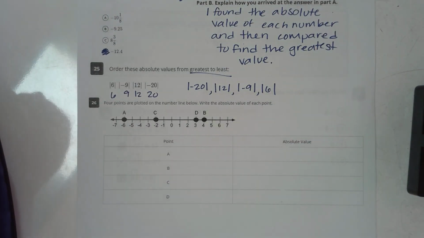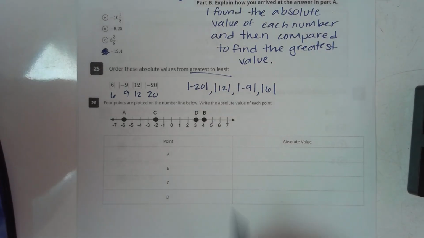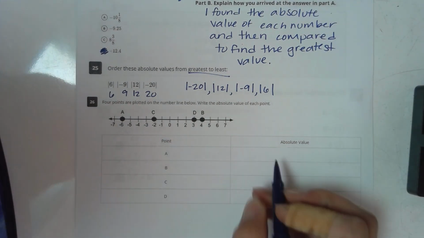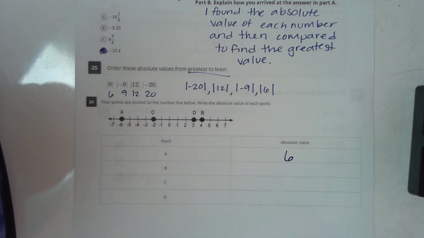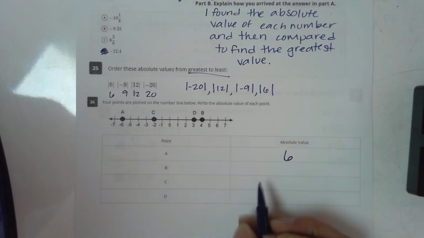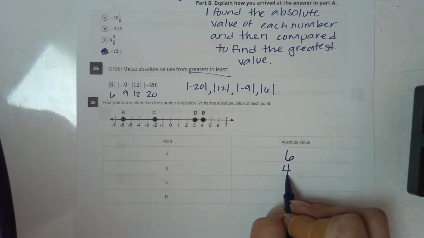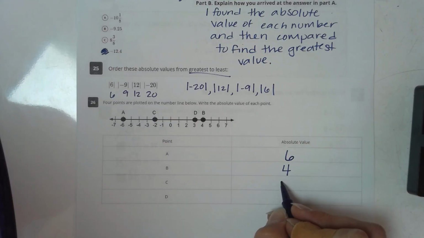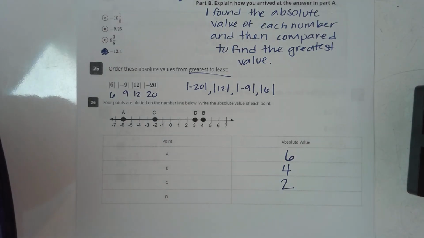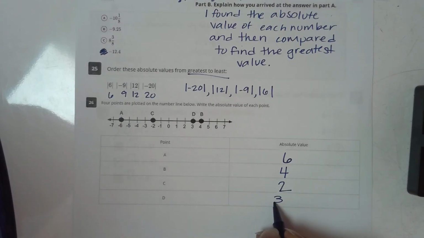Number 26, 4 points are plotted on the number line. Write the absolute value of each point. Letter A is at -6, so the absolute value, the distance from 0, is 6. Letter B is at 4, the distance from 0 is 4. Letter C is at -2, absolute value would be +2. And letter D, absolute value of 3 is 3.